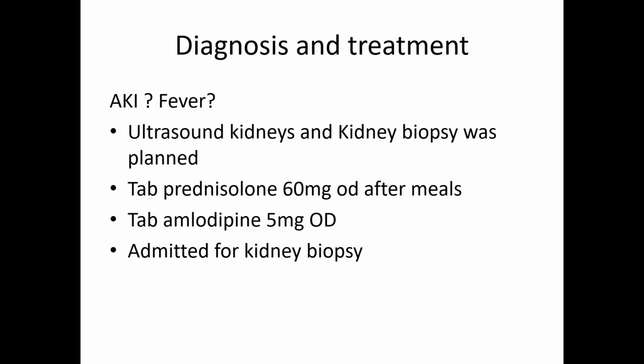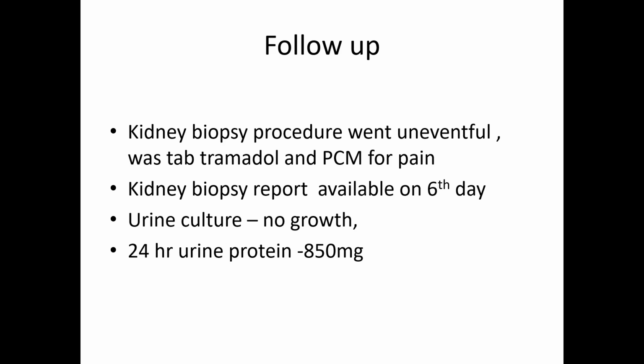So in this patient, as the renal function was deranged, and there were dysmorphic RBC and RBC casts also, a kidney biopsy was planned. And there is a history of intake of a certain drug. The patient had blood pressure on the higher side. The patient was started on prednisone and given amlodipine. The kidney biopsy procedure went uneventful. For the pain, he was given tramadol and paracetamol.